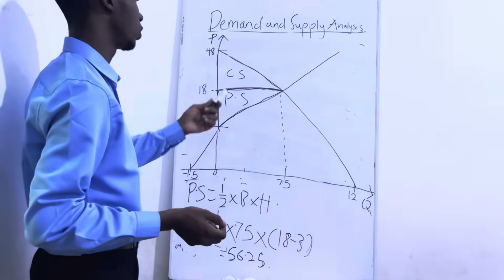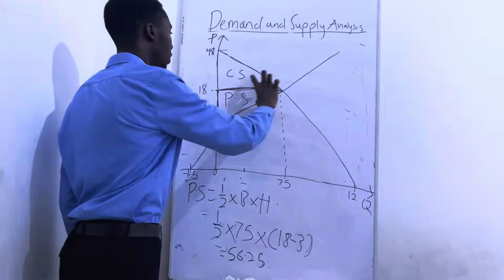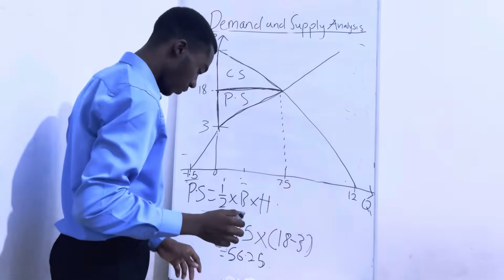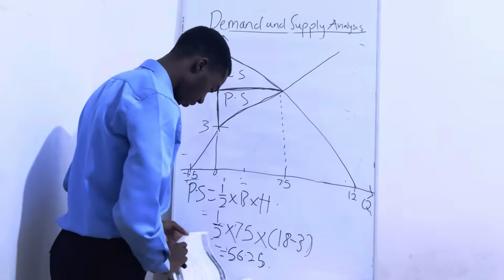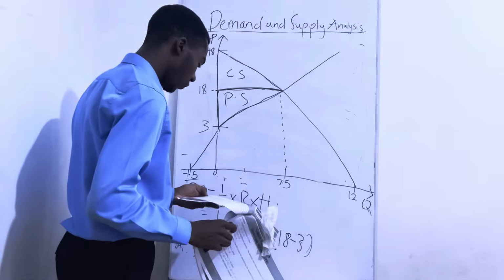Anytime I ask to calculate the consumer surplus, just know that the consumer surplus is always this side. The producer surplus is always this side. Then it's the half times the base times the height. So now we are done with that. That's for the C, yes. So now let's move on to D.